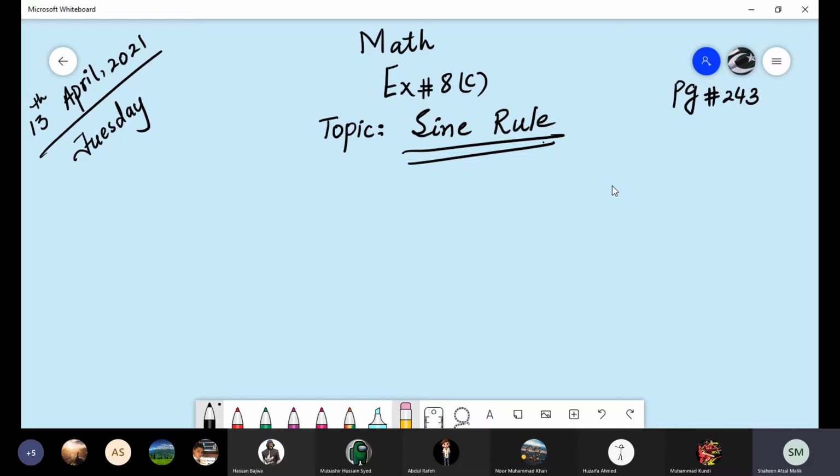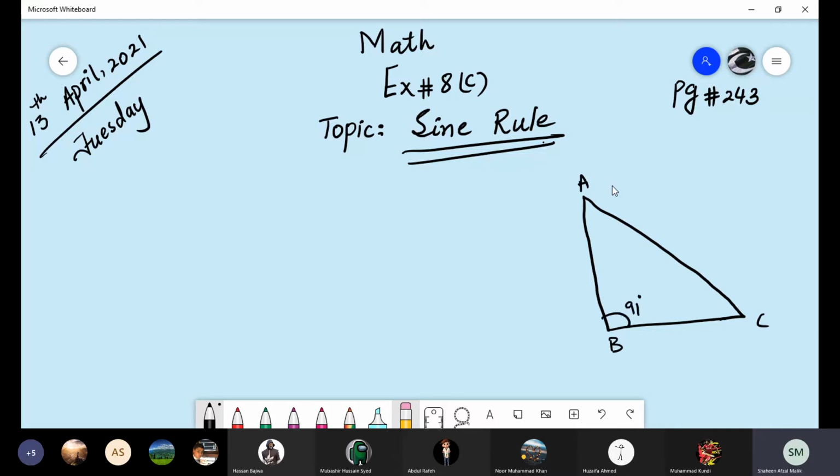Question number 6, page number 243. In a triangle ABC, angle ABC is 91 degrees. We can say that it is not exactly a straight line. It is like this, not that much tilted. We can draw a triangle. Not the arranged one. This is triangle ABC, angle B is given, that is 91 degrees.